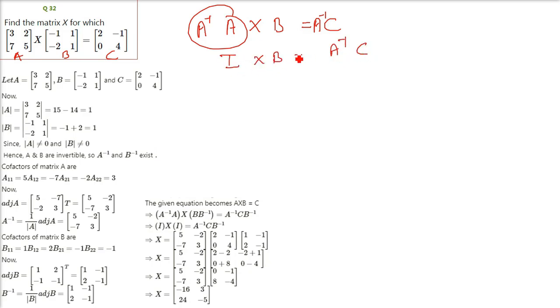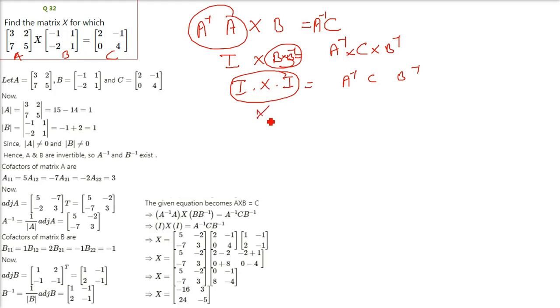Now let us multiply both sides on the right hand side by B inverse. So this B inverse is going to be identity again. So identity multiplied by any element will return the same element or same matrix. So I and X will give you X only. This is the property we discussed already. And on the right hand side we have A inverse, C and B inverse. So X is equal to A inverse C B inverse.